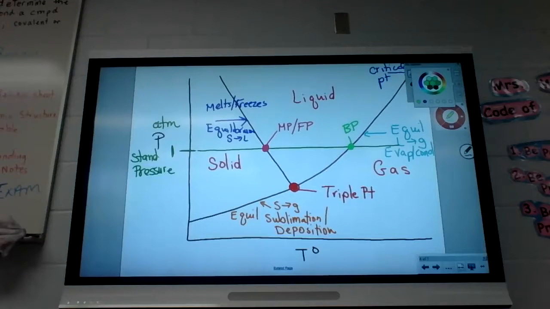Miss Wall, are 6 and 7 supposed to be a number? 6 and 7. Yes. Let's see here. 6 says, what was the, yes. Okay. Remember at the critical point. Yep. So you're looking for the temperature of that.